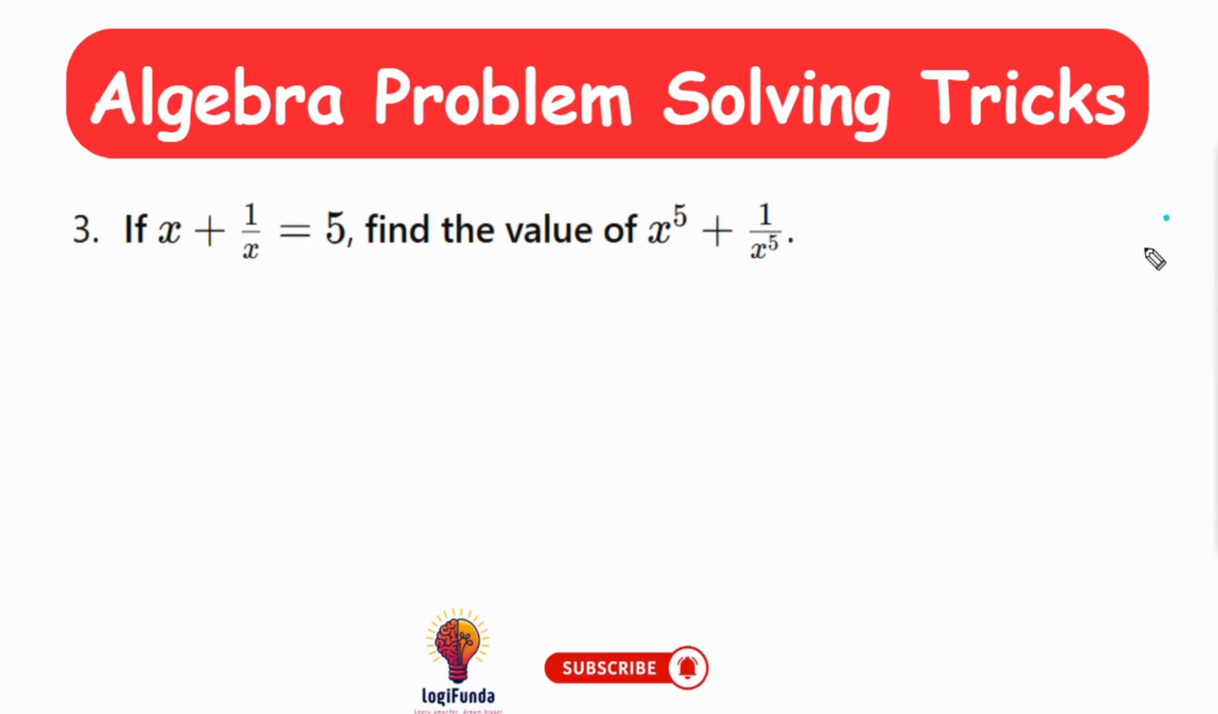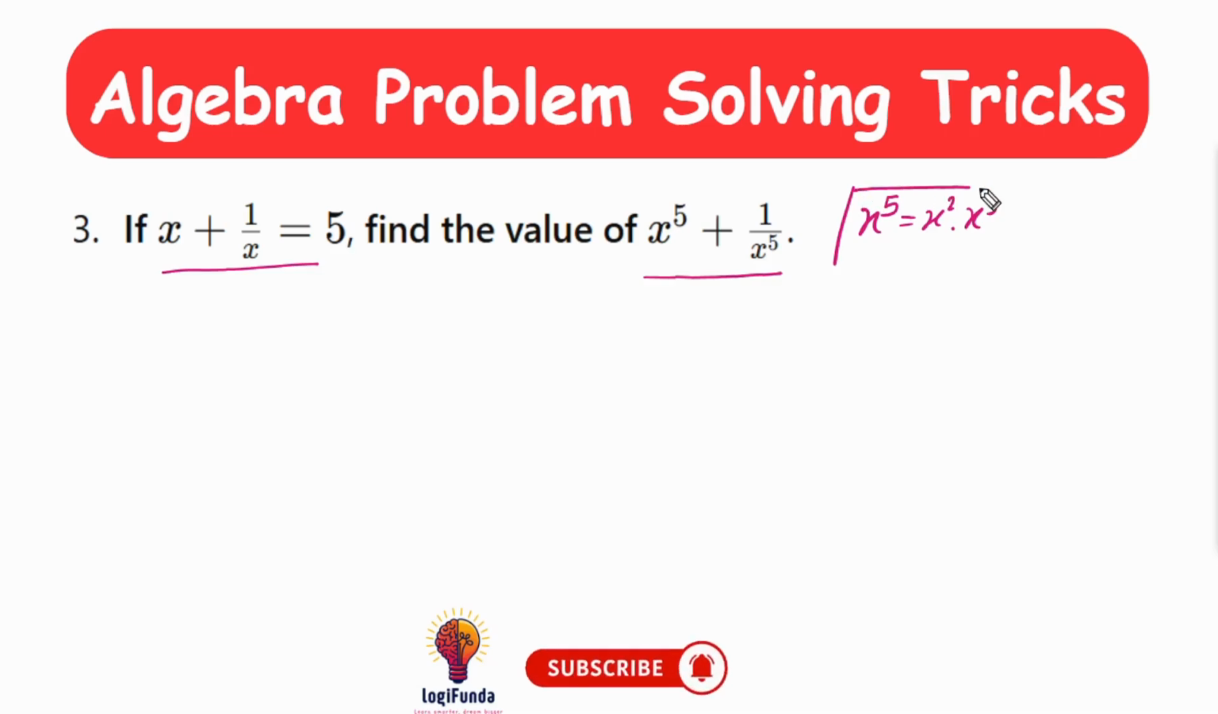Now let's move on to the last part that we have. So what is it saying? x plus 1 by x is 5. Then we need to find the value of x to the power 5 plus 1 by x to the power 5. Okay, now tell me, what is x to the power 5? x to the power 5 is nothing but x square into x cube, right?